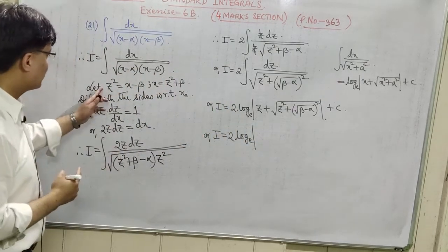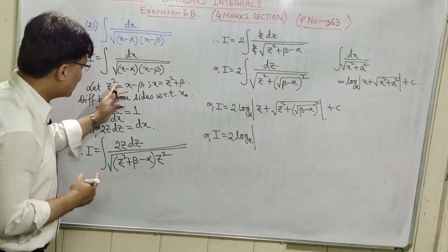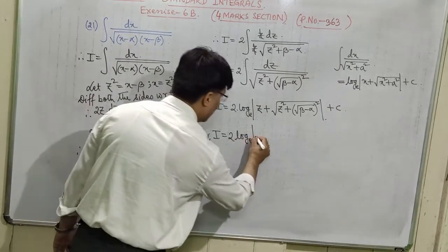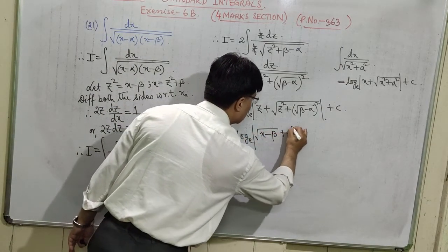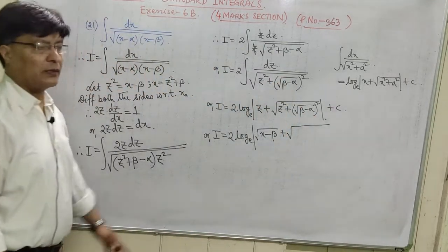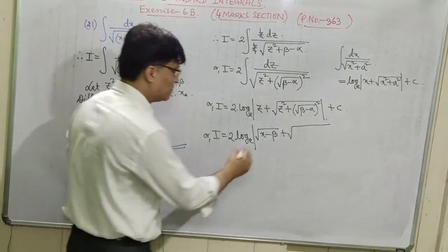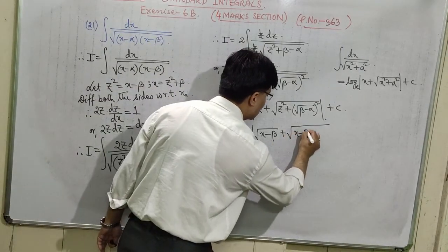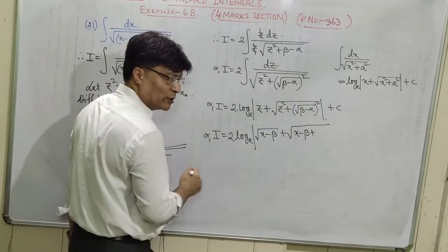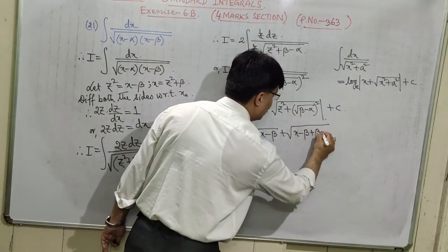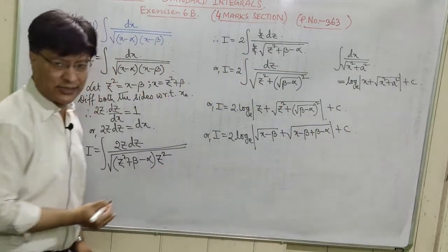Okay, or I is equal to 2 log, here the base is e within mod, what is the value for z? What is the value for z square here? x minus beta. What is the value for z? It is root over x minus beta, right? So it is root over x minus beta plus root over, now we can put the value of z square here, x minus beta, plus, what is root over beta minus alpha whole square? So it will be beta minus alpha, mod sign closed, plus c.